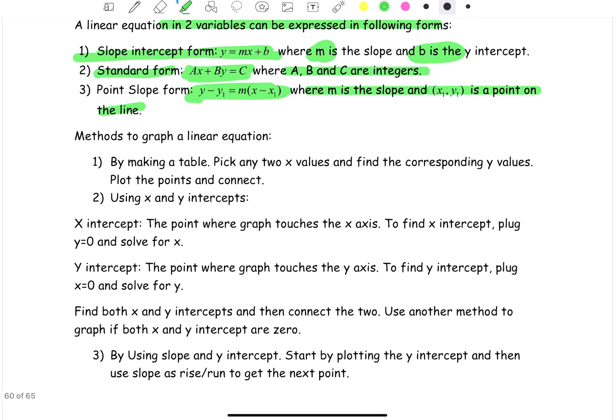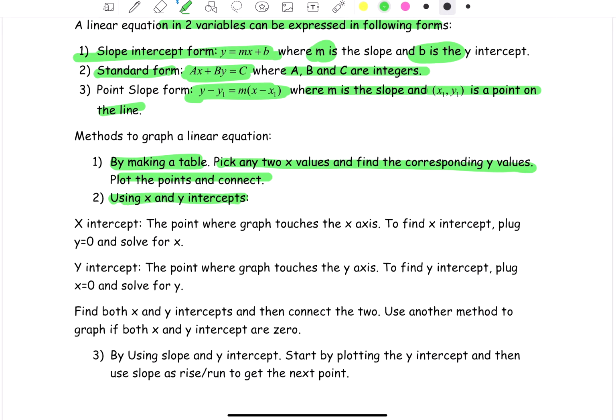Methods to graph a linear equation in two variables. We can graph by making a table. Pick any x values. Two x values should be good enough to give us an indication of where the graph is headed, but it's good to pick three to make sure we found the corresponding y values correctly. Pick any two x values and find the corresponding y values, plot the points, and connect. That would be graphing by making a table.